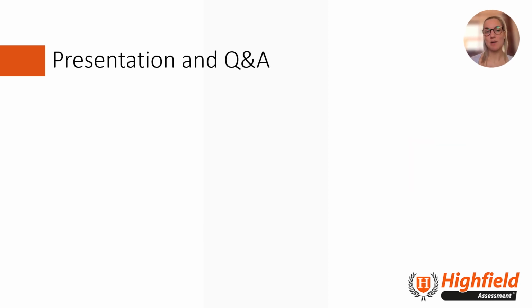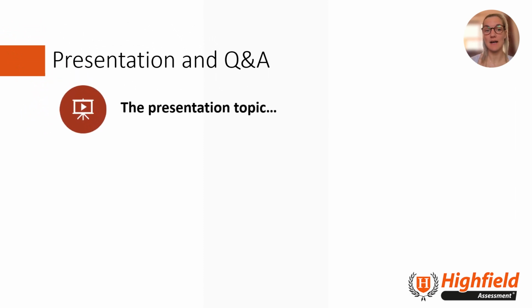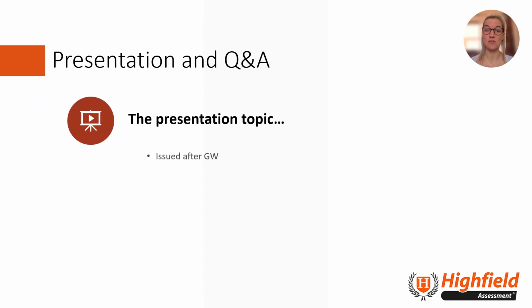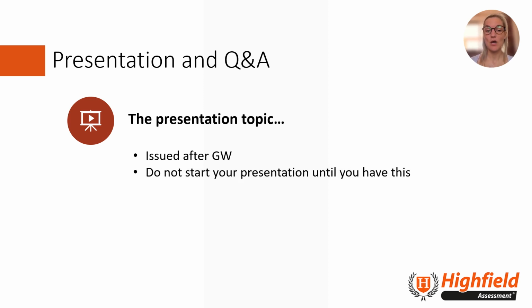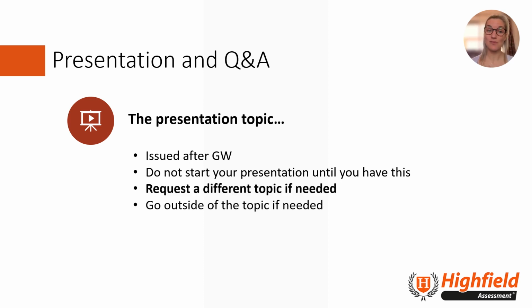So thinking about the presentation Q&A and specifically the presentation topic. Now, the assessment plan dictates that the presentation topic is not issued until after Gateway to ensure the apprentice works on their presentation whilst in the EPA period. Another topic can be requested if the learner genuinely hasn't experienced the topic they have been given and therefore is unable to present on this. Now, learners can go outside the topic if needed because coverage of the criteria is important.